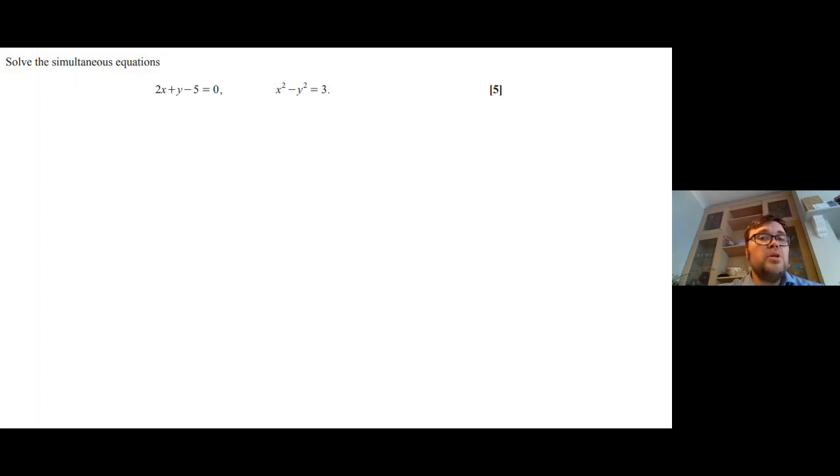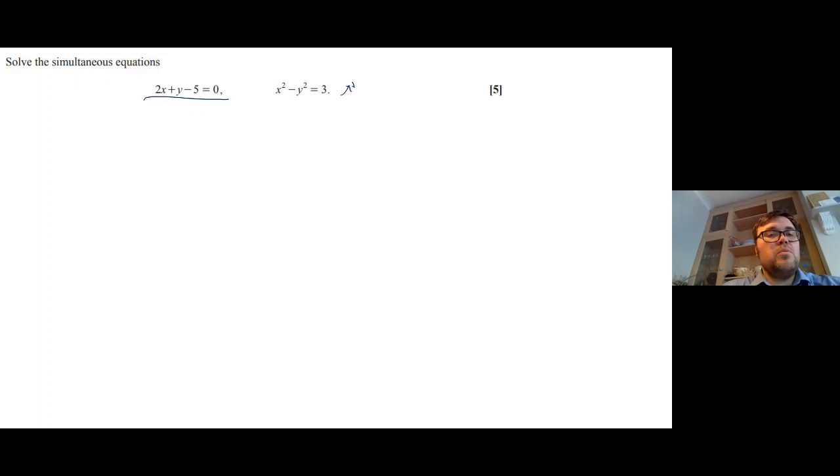Whereas you would normally have done elimination at GCSE, now this is substitution. You're going to try and make this one either in terms of x or y, and then substitute it into this equation here. Because the coefficient of y is 1, I would rearrange this so that you have y equals 5 minus 2x. This function we now substitute into the second one, where x squared minus 5 minus 2x all squared is equal to 3.